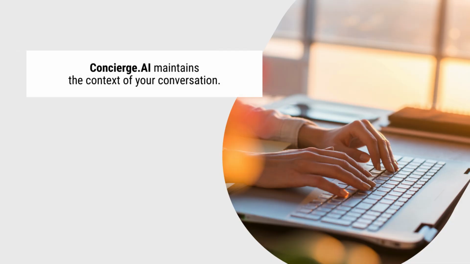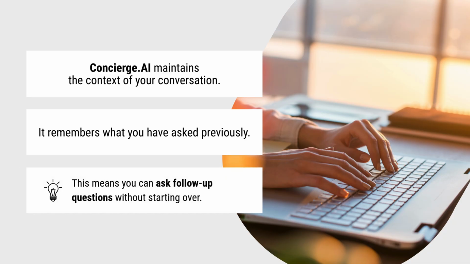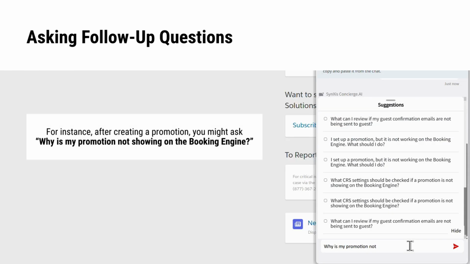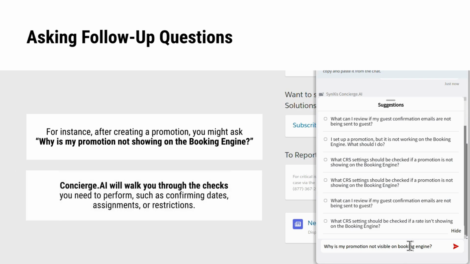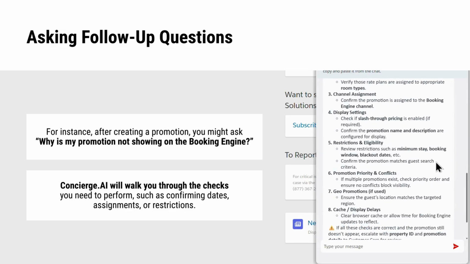Concierge AI maintains the context of your conversation. It remembers what you have asked previously. This means you can ask follow-up questions without starting over. For instance, after creating a promotion, you might ask, "Why is my promotion not showing on the booking engine?" Concierge AI will walk you through the checks you need to perform, such as confirming dates, assignments, or restrictions.